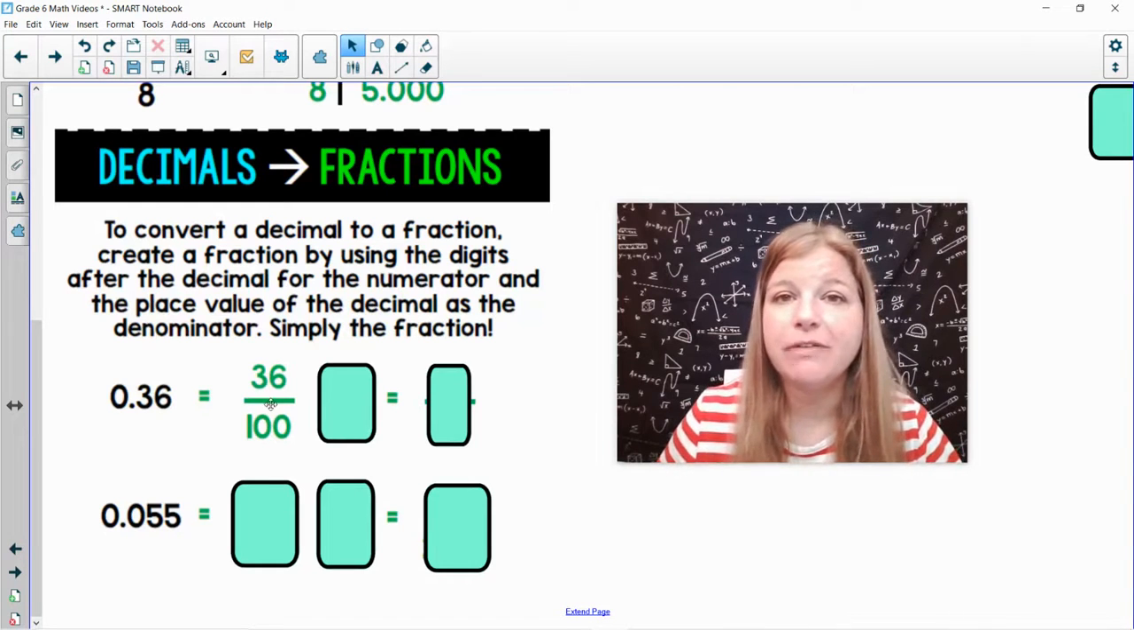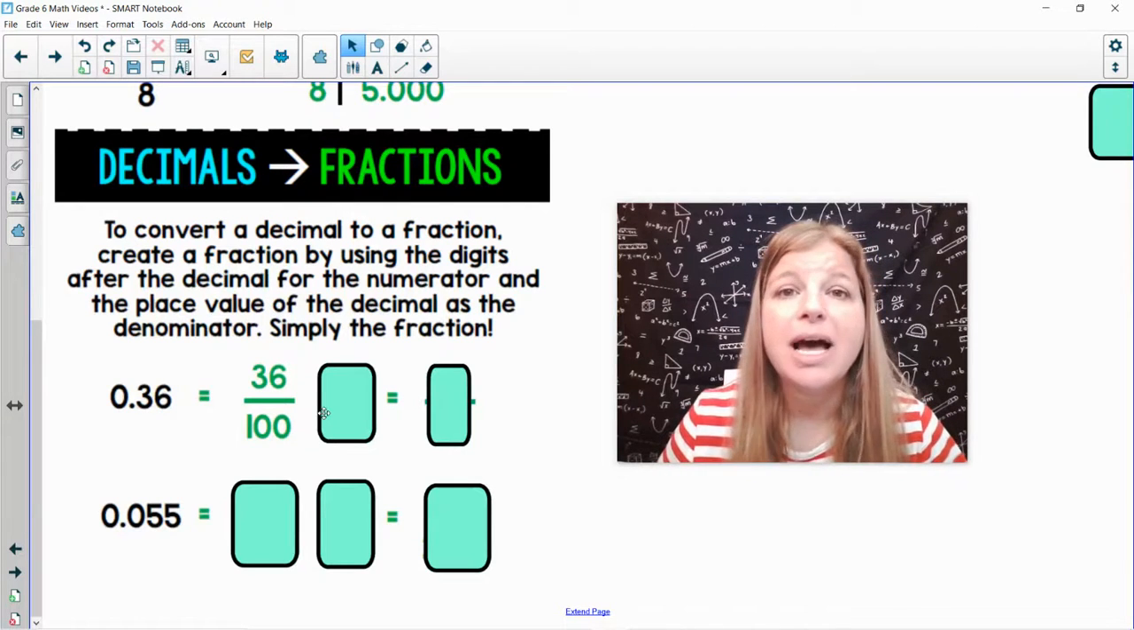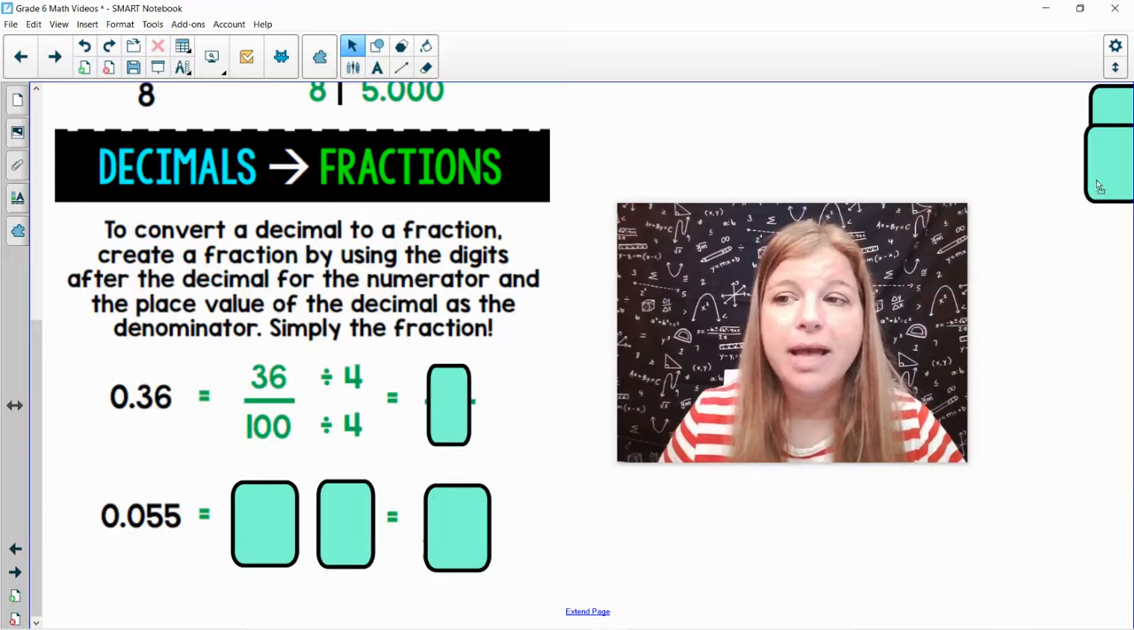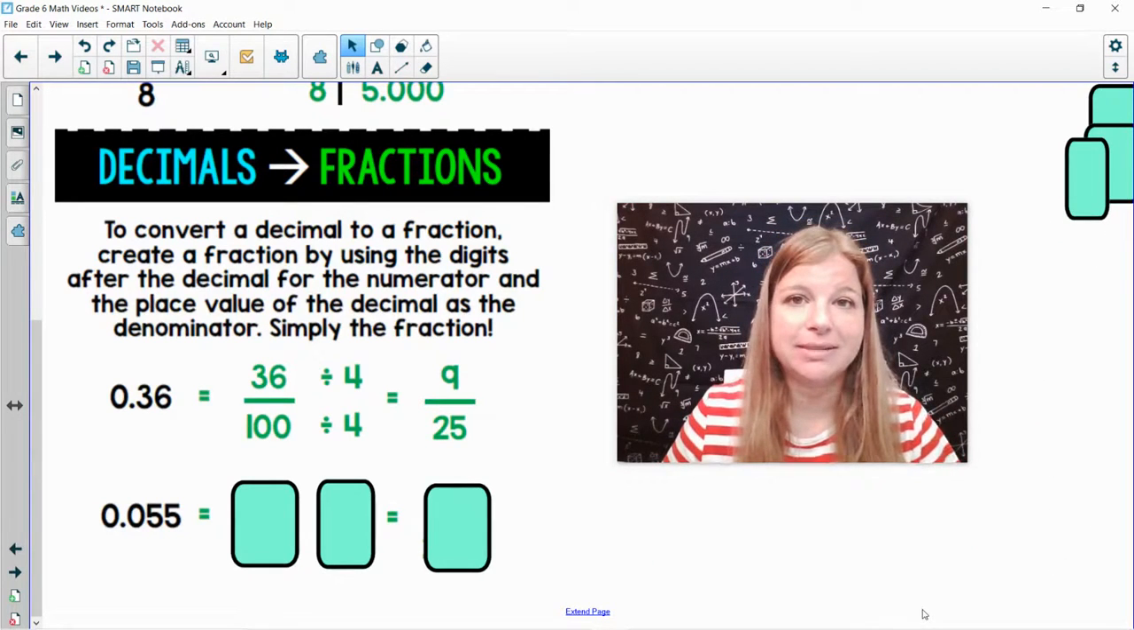Then what we do is we take that fraction and now we simplify it. So I look at what goes into 36 that also goes into 100. I can divide them both by 4. And if I divide them by 4, I end up with my fraction of 9/25.